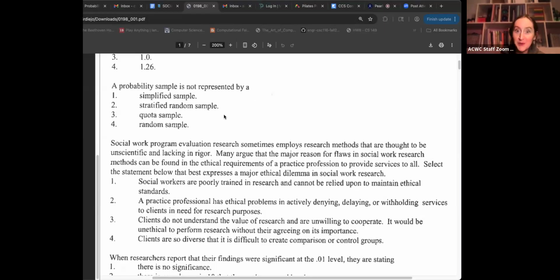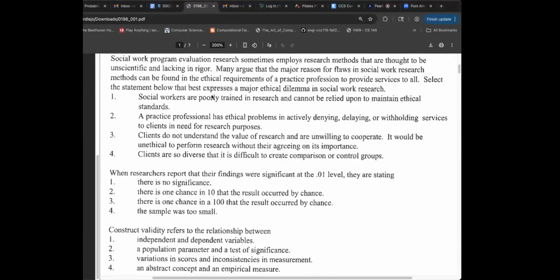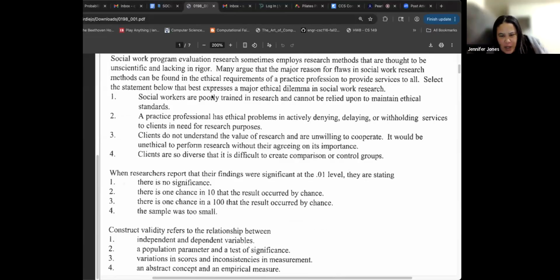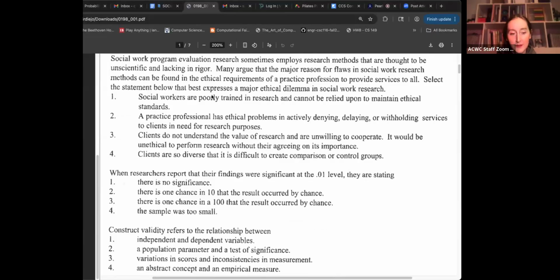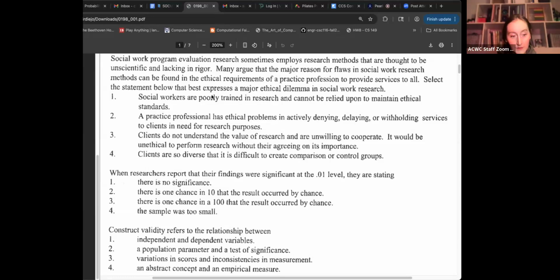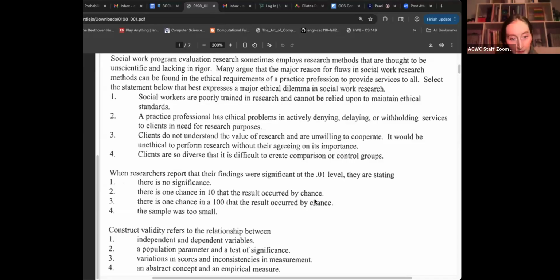Yeah. That's a lot of words, right? I'm telling you. Jennifer, do you like doing some math today? Okay. This is a math question. I'll try my best. I know, right? The research report says the finding is significant at the 0.01 level. They are stating there is no significance. There is 1 chance in 10 that the result occurred by chance. There is 1 chance in 100 that the result occurred by chance. The sample is too small.